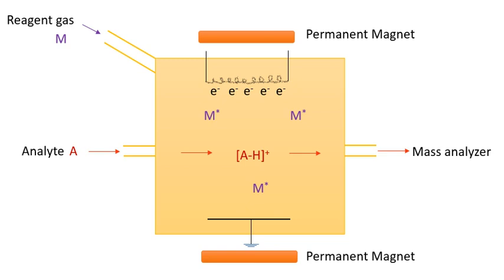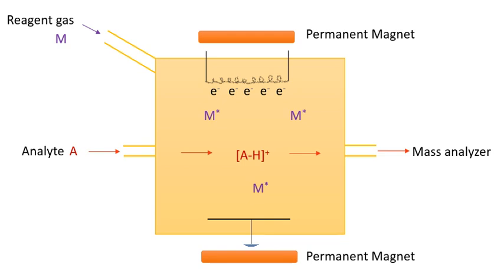A CI experiment involves the use of gas phase acid-base reactions in the chamber. Ions are produced through the collision of the analyte with ions of a reagent gas that are present in the ion source. Some common reagent gases include methane, ammonia, water and isobutane. Inside the ion source, the reagent gas is present in large excess compared to the analyte.